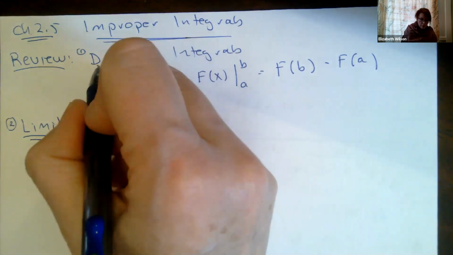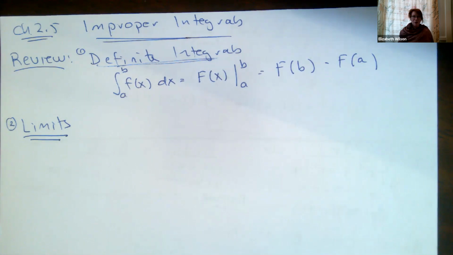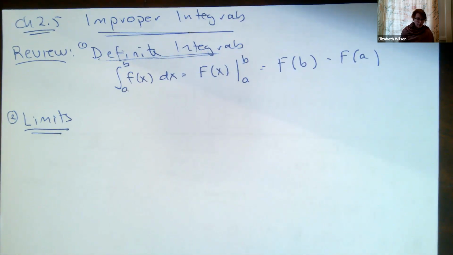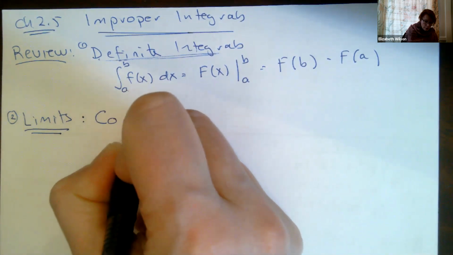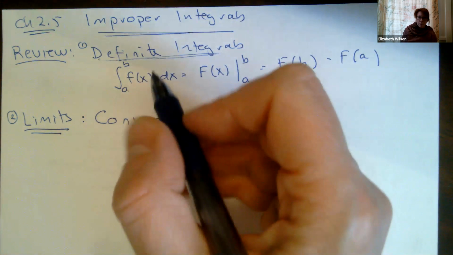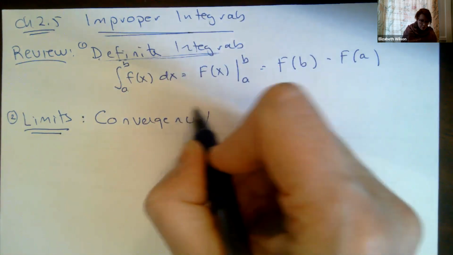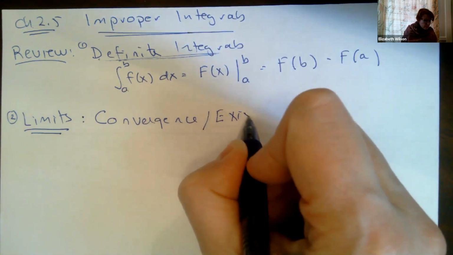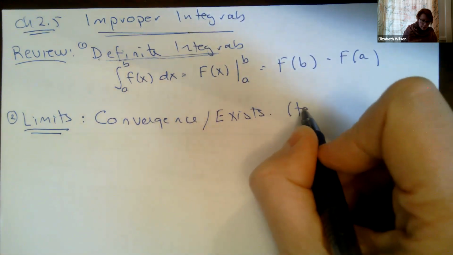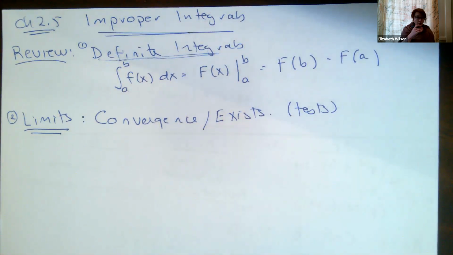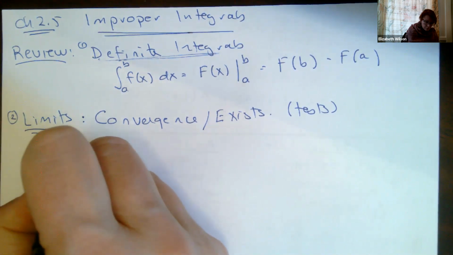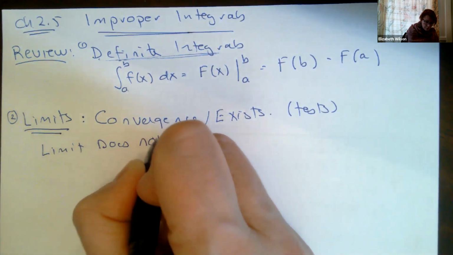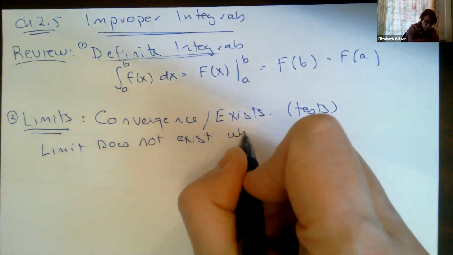Remember limits. If you were in my Calc 1 class last semester, we spent a lot of time on limit analysis, like how do we think about limits? Limits are a lot about convergence. We're going to use the idea of convergence with improper integrals. And with limits, it's all about whether or not the limit exists, and we need tests in order to figure that out. So let's remember our cases. We have 3 different cases for when a limit does not exist.